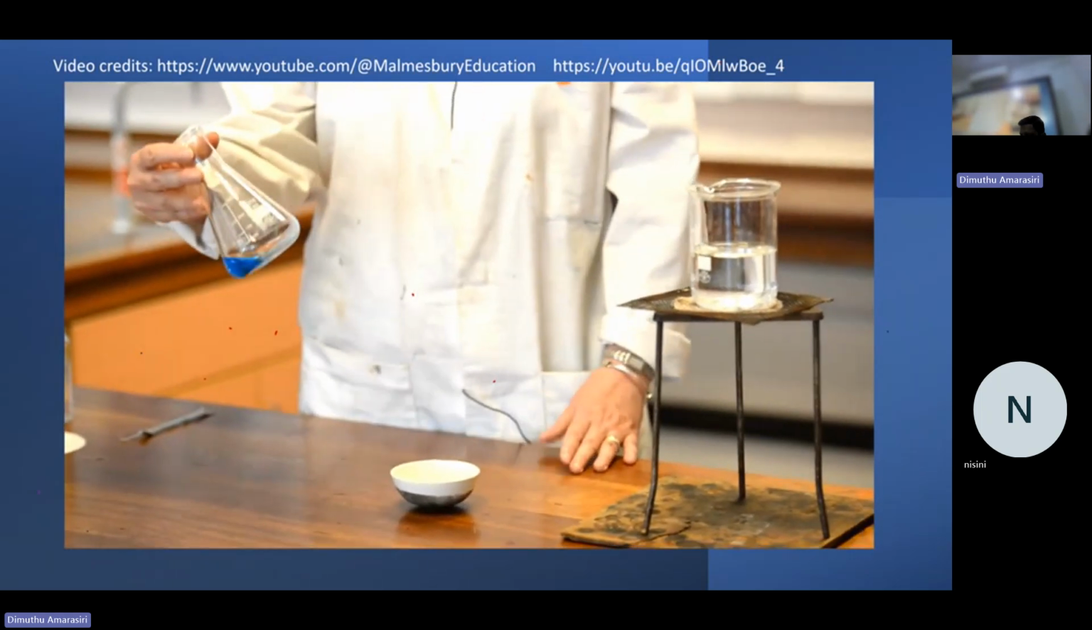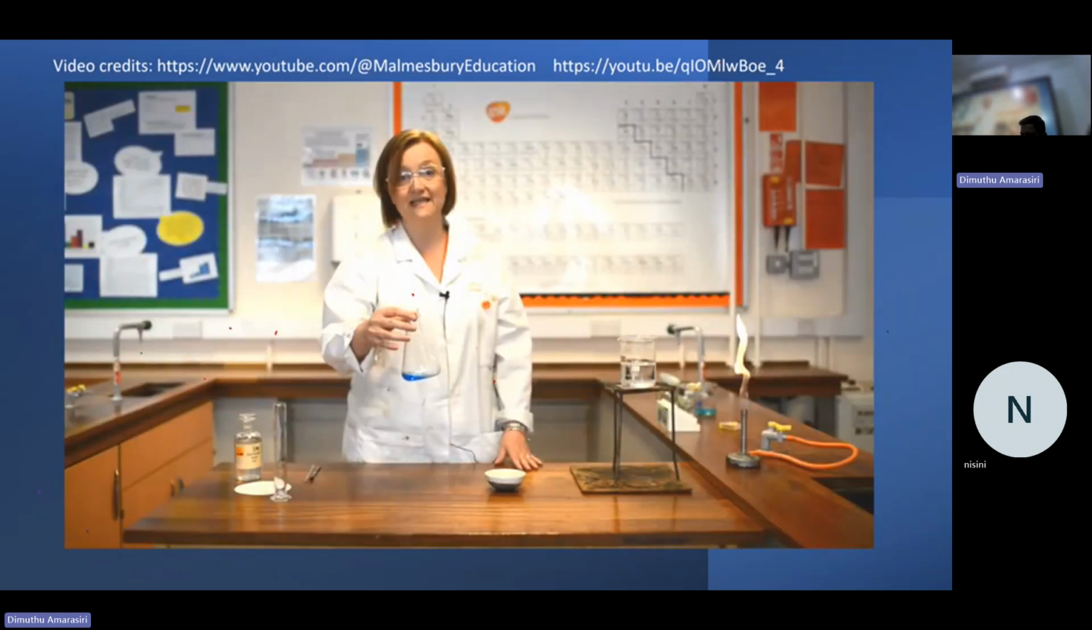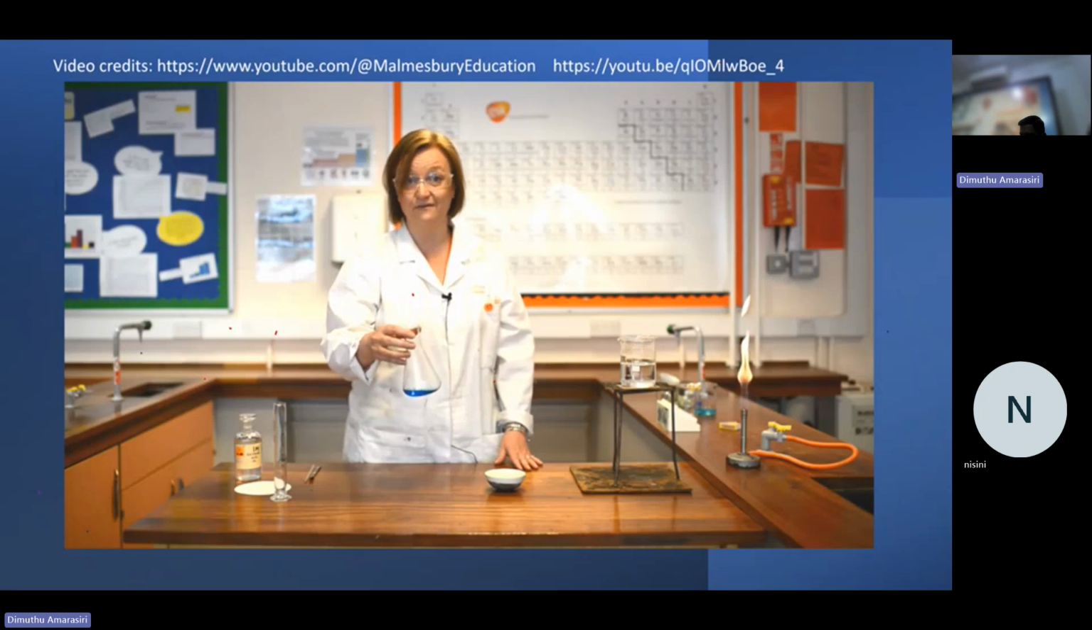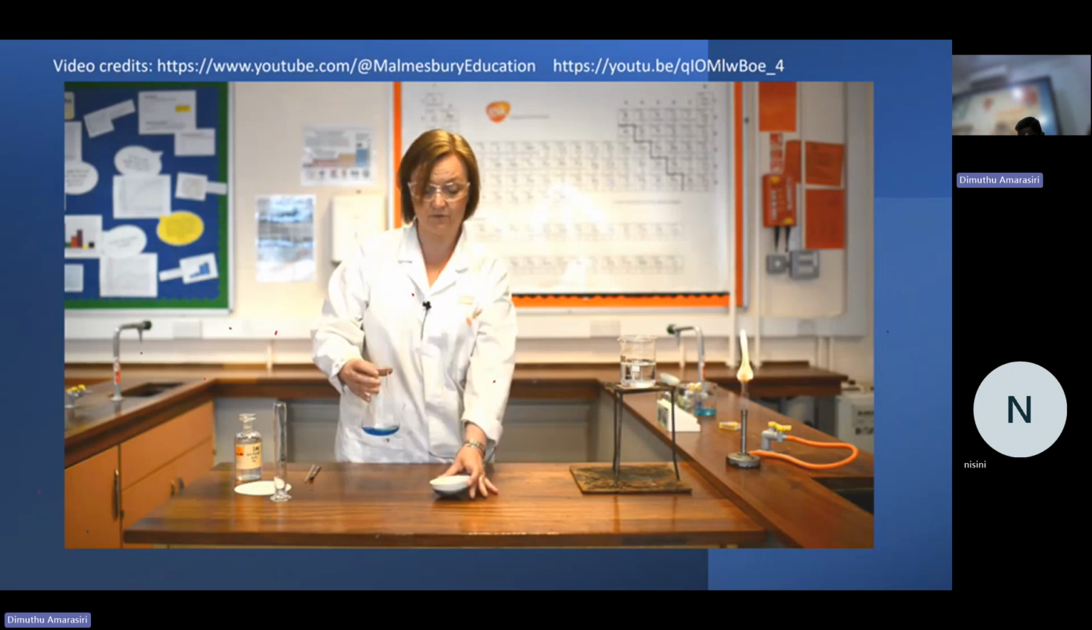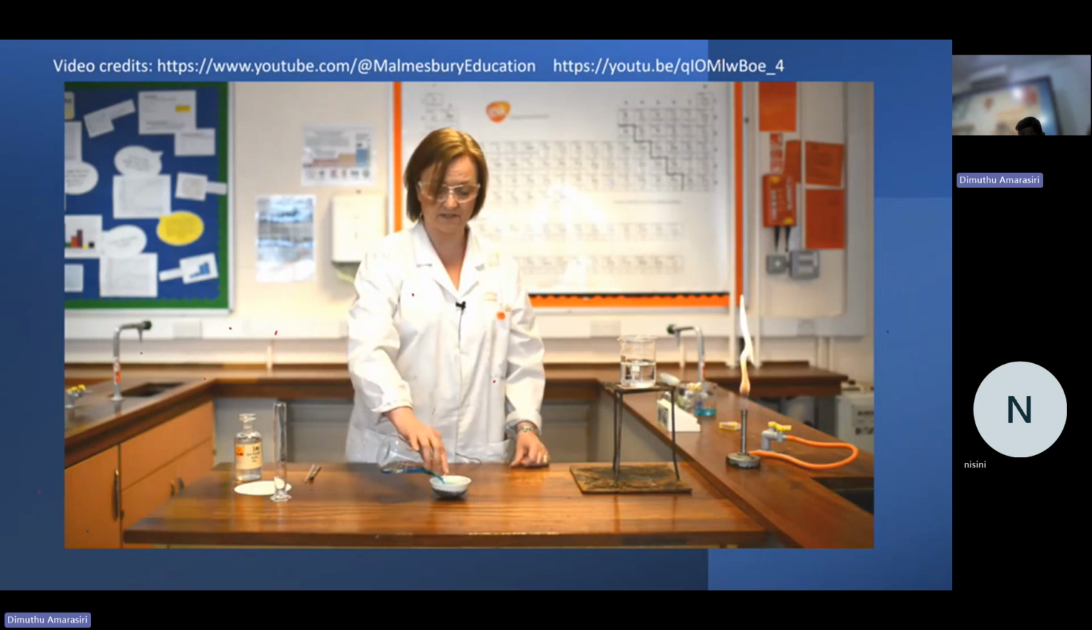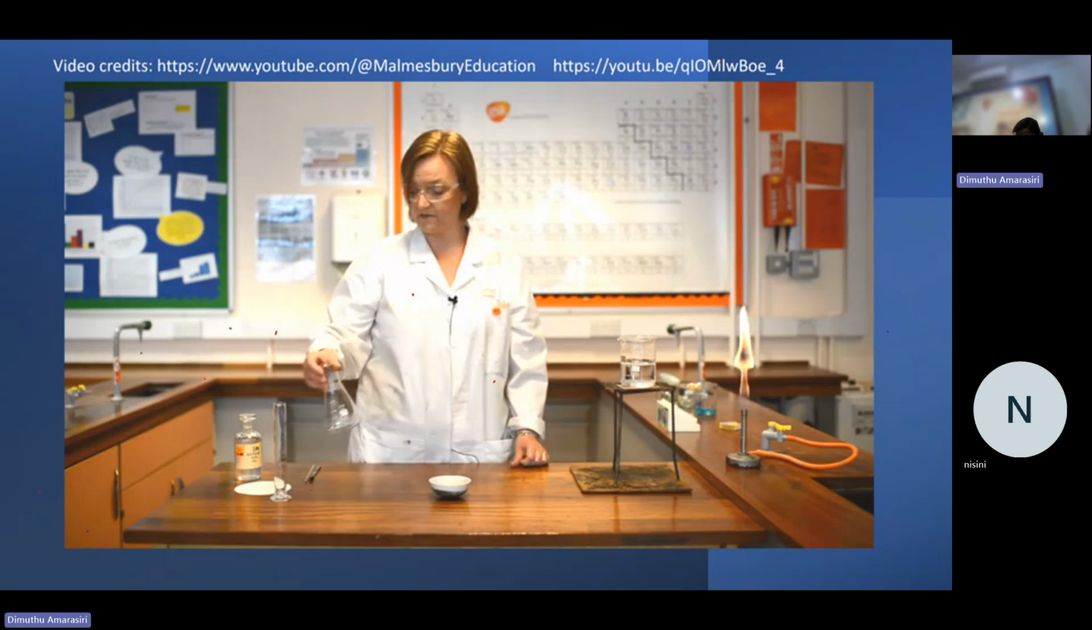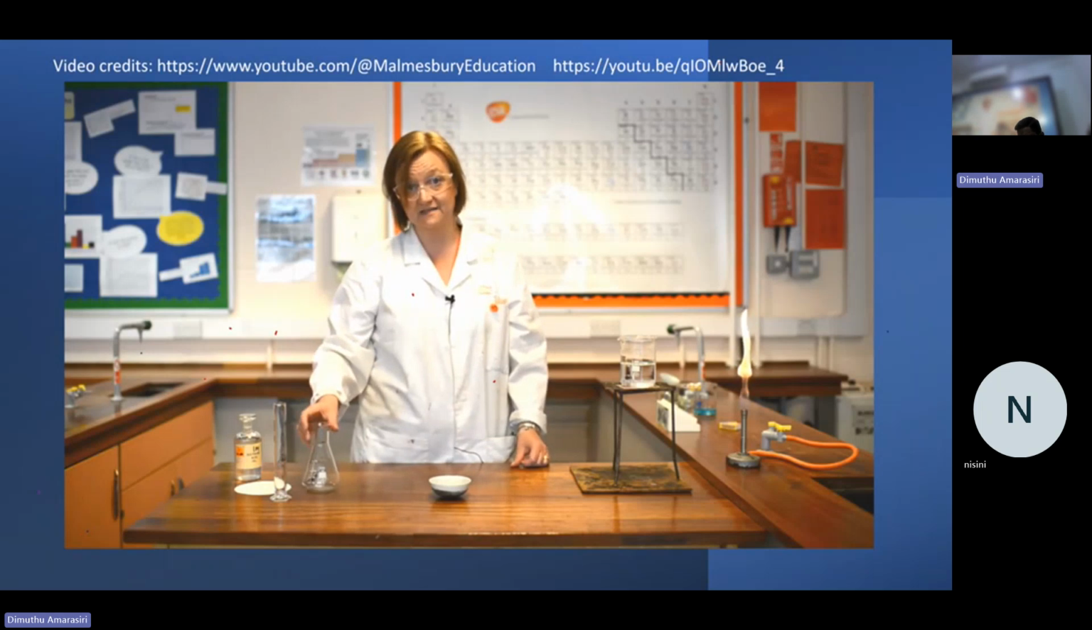But the idea of this practical is to get pure dry crystals, and they're certainly not dry at the moment. So we're going to evaporate the water out by pouring the solution into an evaporator basin. And then we're going to have to heat that to get the water out.